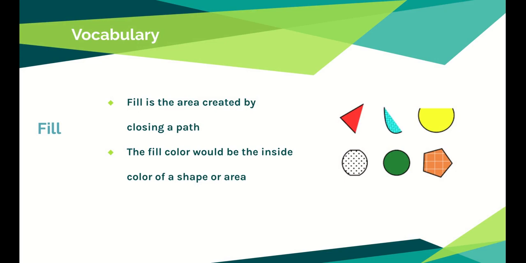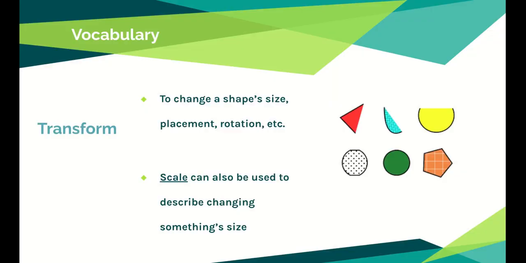Fill is the area created by closing a path. So the fill color would be the inside color of a shape or an area, as opposed to the stroke, which is the line. When we say transform, that means we're changing a shape's size, placement, or rotation. Scale can also be used to describe something changing its size.